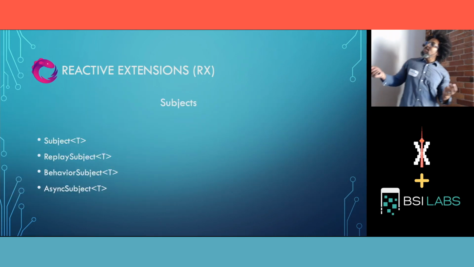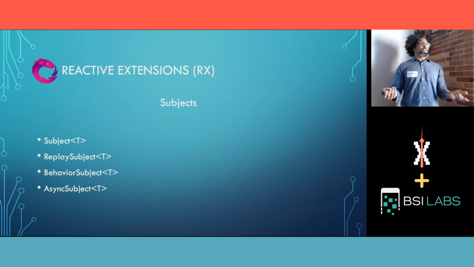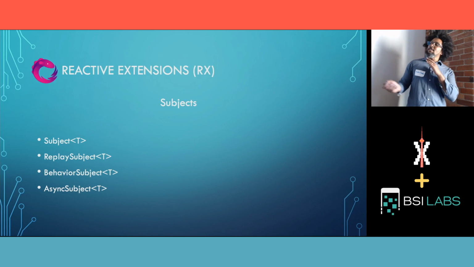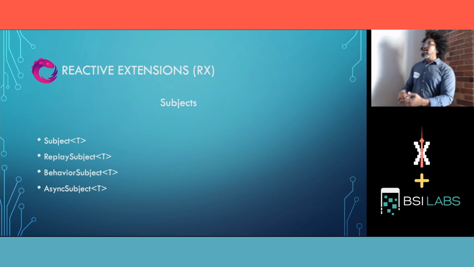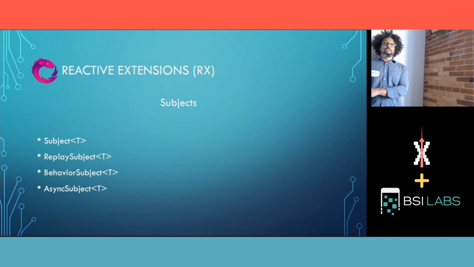But okay, subject. These three others are other types of subjects. So we have the subject, the one we showed before, and we have these three: the replay, the behavior, and the async. I'm not going to go further on these three, because I didn't want to cover the whole hour just on Reactive Extensions.